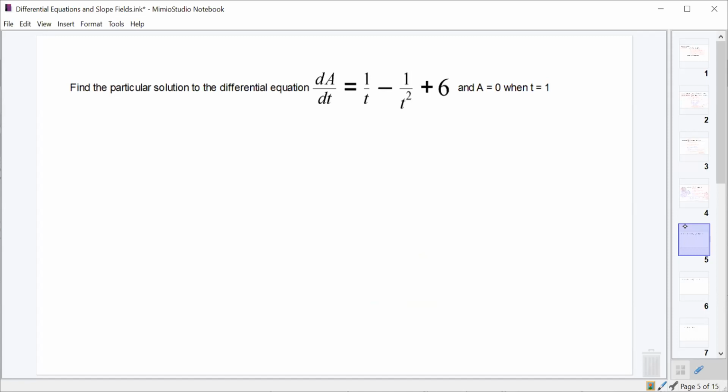Let's do one more of these before we're almost out of time. So, dA/dt equals 1 over t minus 1 over t squared plus 6. And we've got the initial condition that A equals 0 and t is 1. So we'll bring the dt over and we'll integrate. The left side, the integral of dA is just A. And over here, the integral of 1 over t is the natural log absolute value of t. And the integral of minus 1 over t squared, that's negative t to the negative 2, right? So what should that become?